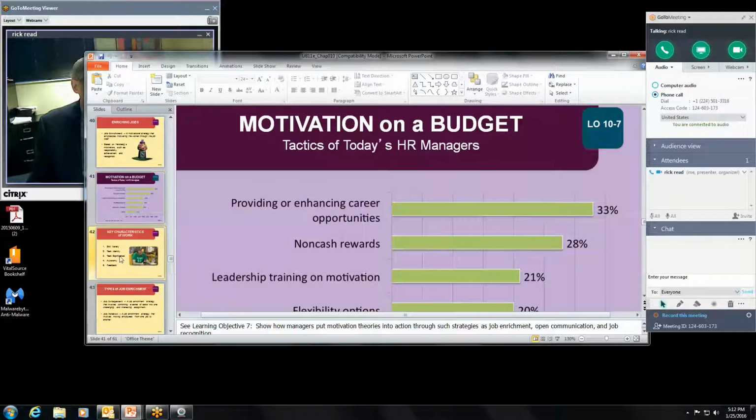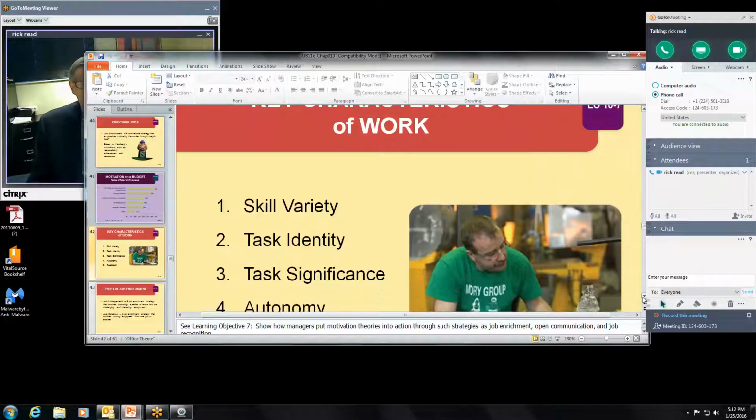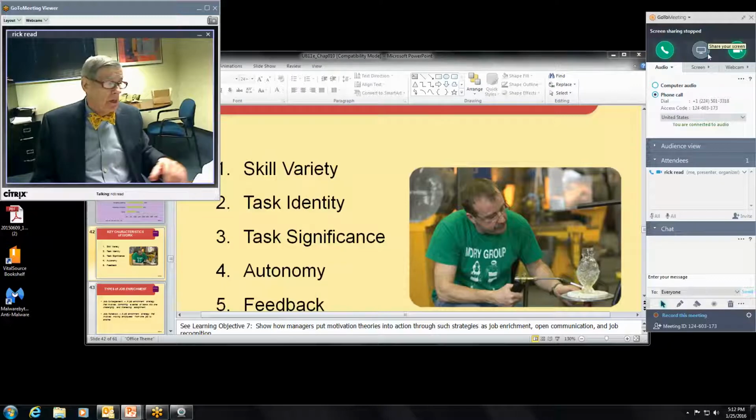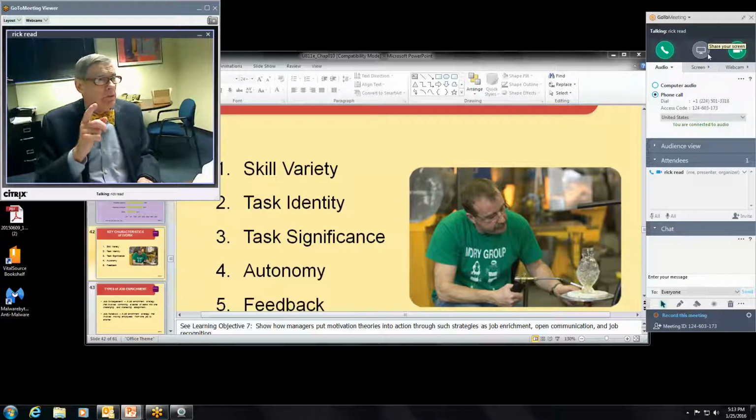But this is the job enrichment, and it's motivation again through job enrichment, which you can see at the top of page 283, and has 5 different characteristics: skill variety, task identity, task significance, autonomy, and feedback. Now, every one of these is important, and feedback is very important because you're telling the person, this is what you're doing, this is how you're doing it, and this is where you're going.